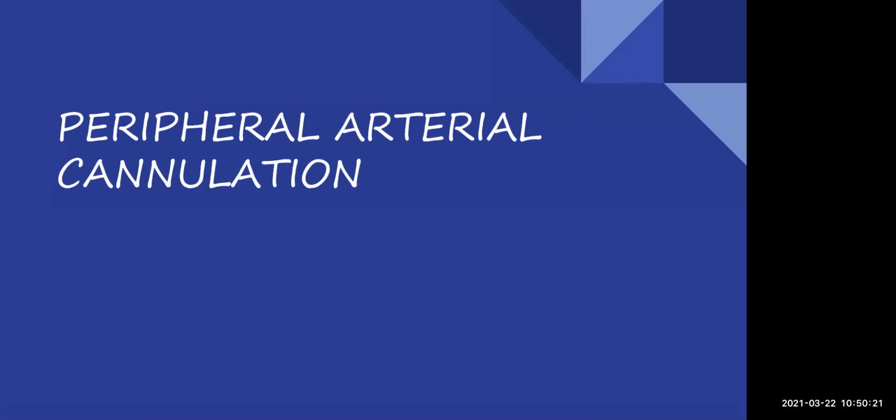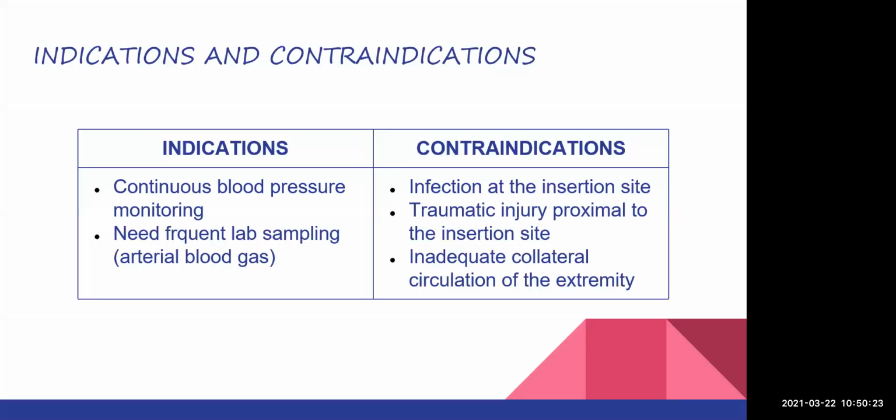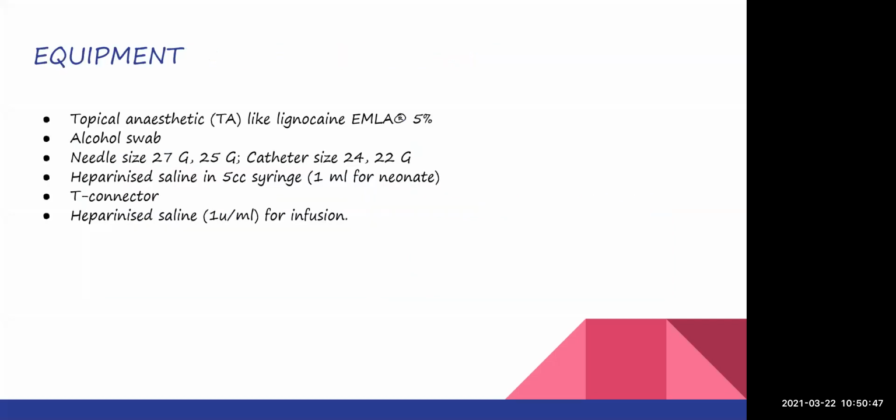Next, we have peripheral arterial cannulation. So indications include when we have to do continuous blood pressure monitoring for the patient, or if we need to do frequent lab sampling of arterial blood gas. Contraindications include if there is infection at the insertion site, or if there is traumatic injury proximal to the insertion site, or if there is inadequate collateral circulation of the extremity.